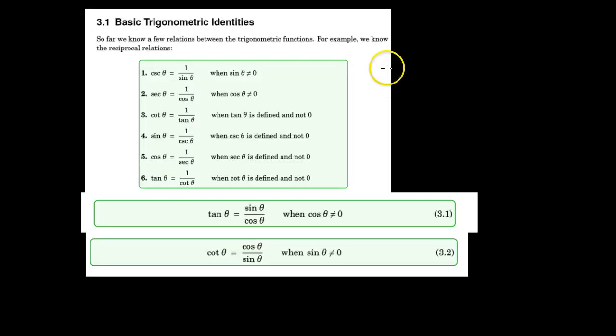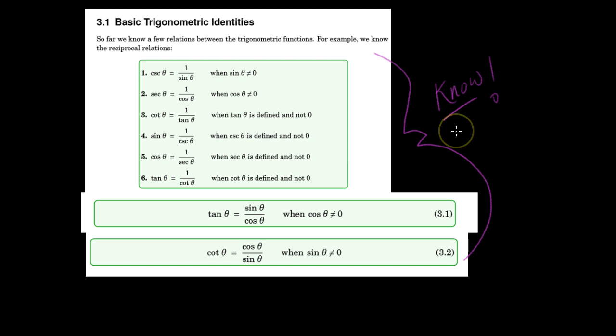I do expect you to know all of these identities right here. So please memorize them; these are things that we've learned from chapter 1 as well. Remember, this is a really important one, and we use this a lot in proving identities when we convert tan theta into sine theta over cosine theta, and sometimes it's cotangent theta.